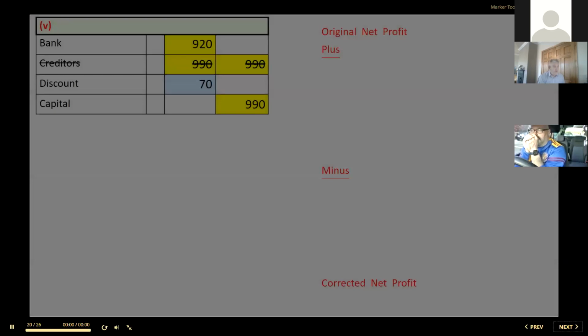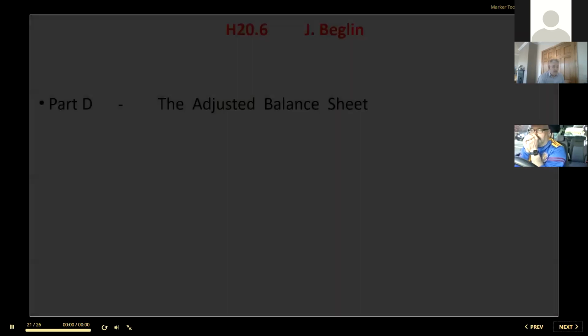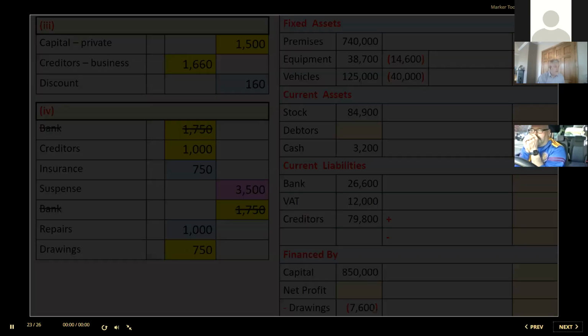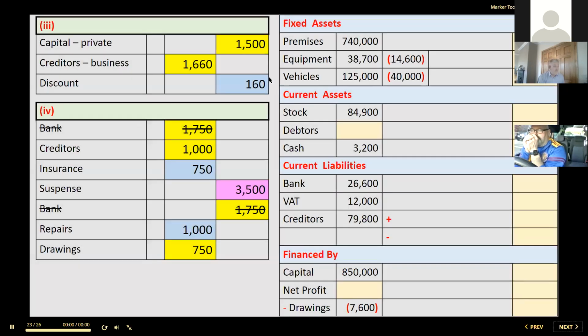All right, I'm going to do this real fast. So there's the 5th one. I can rub them out. Now I have the new profit. Time to do the balance sheet. Just goes through exactly the same thing again.